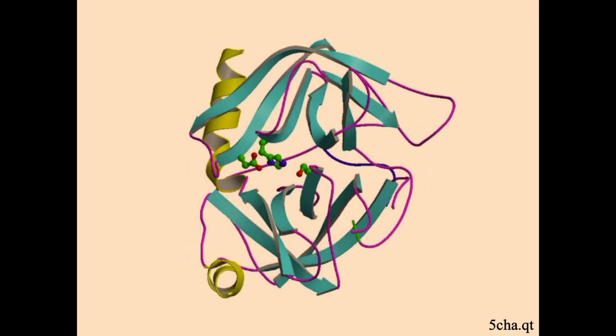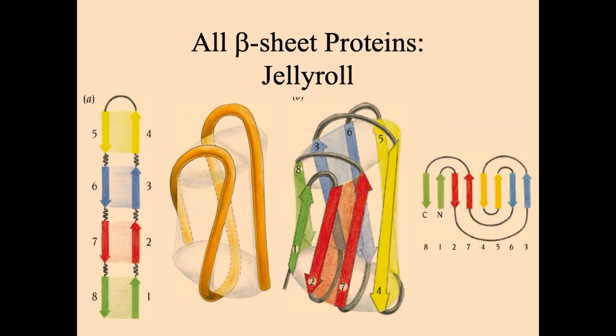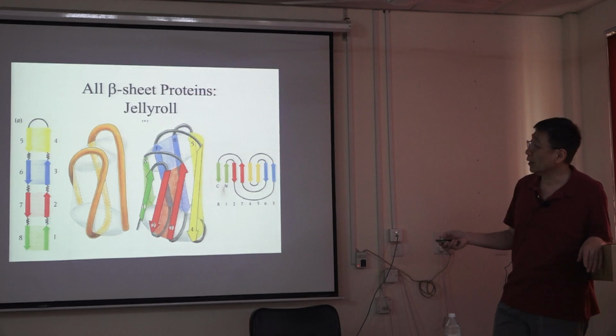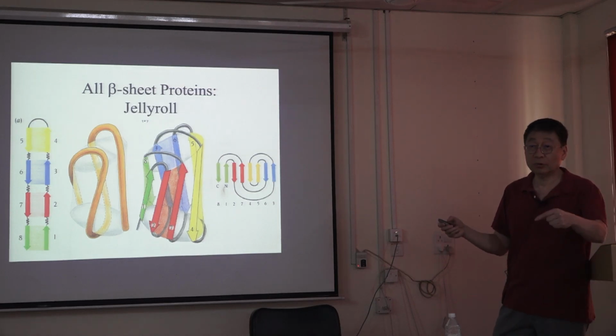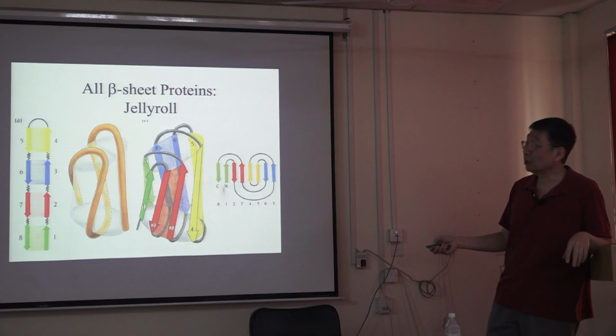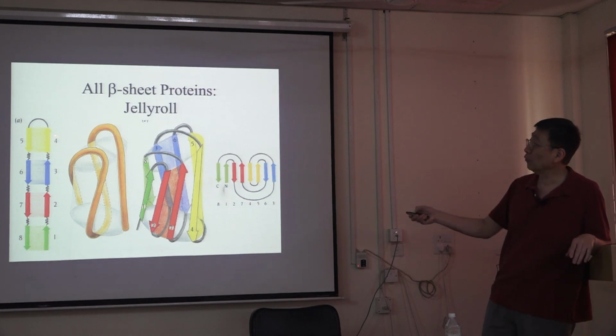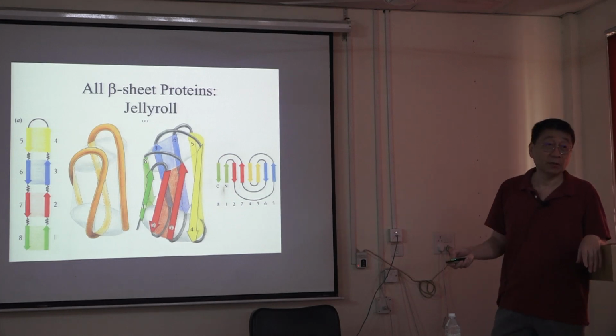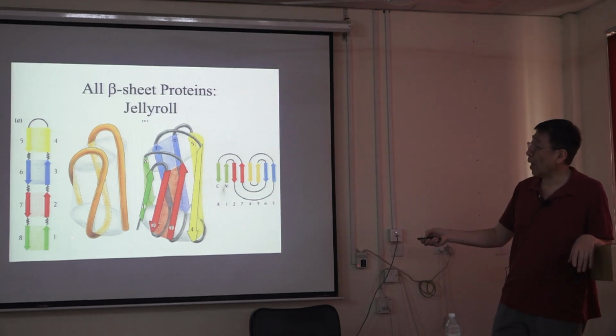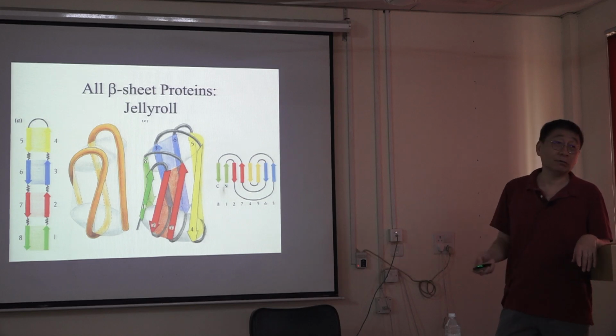Okay? All right. So we can go one step beyond that. I showed you earlier 4 strands forming two-strand beta sheets. You can have 8 strands: 1, 2, 3, 4 going up, 5, 6, 7, 8 coming down. And you can have these 2-stranded beta sheets, and then you wrap them around a barrel like this. That's called a jelly roll.